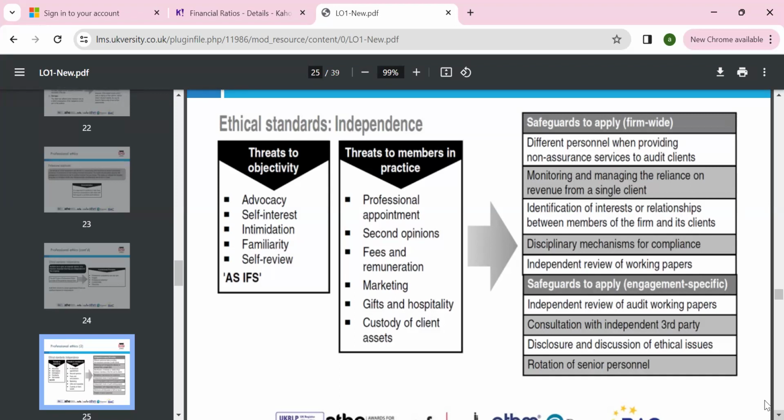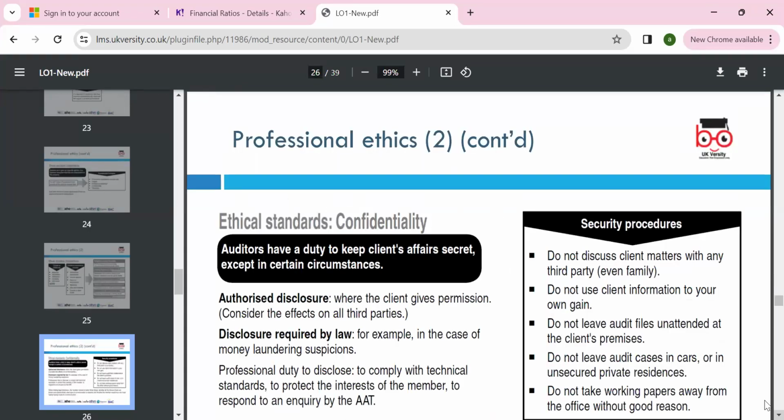So the safeguards apply to different personnel providing non-assurance services or audit, monitoring and managing reliance on revenue, and identification of interest and relationships, such as parent, child, or other close family relationships that can be a conflict of interest. For the working papers, safeguards apply: independent review of the audit papers, consultation with an independent third party, disclosure of ethical issues, and rotation, because you can't stay in that role for more than 5 years, you have to carry on rotating.